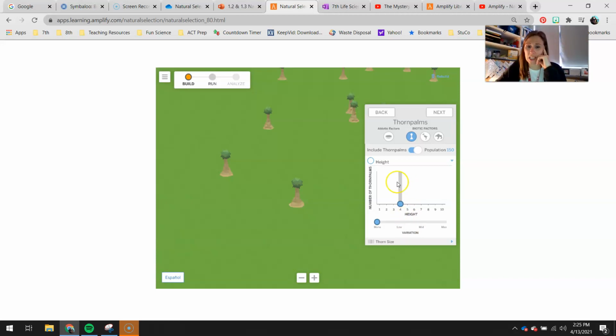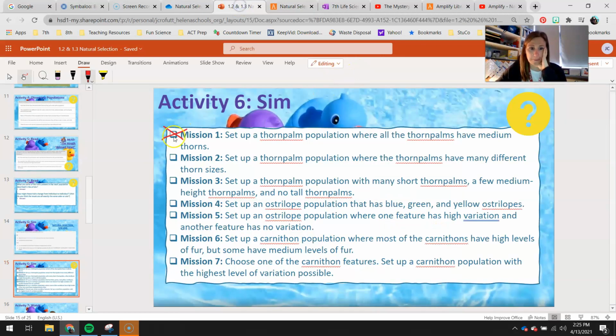Okay, so again, if we're talking about the trait of thorn size, we're looking at either no variation, where all the trees have the same size thorns. Low variation, they all have close to the same size thorns. Middle variation, we have a little bit of all the different sizes of thorns. And then high variation, we have almost equal amounts of different sizes, okay? So that's what variation means.